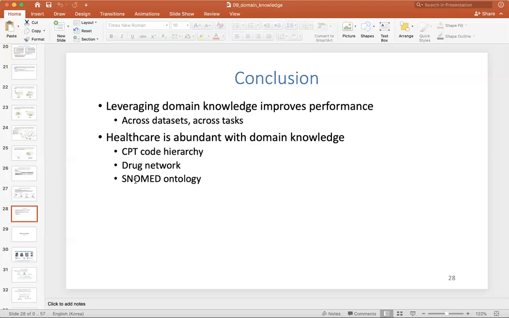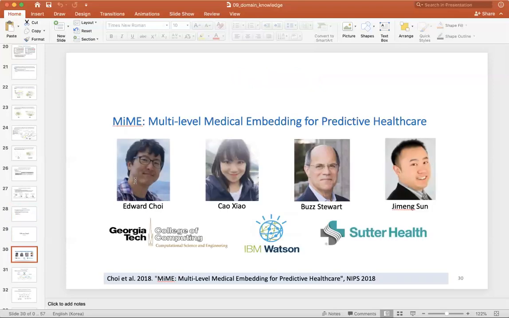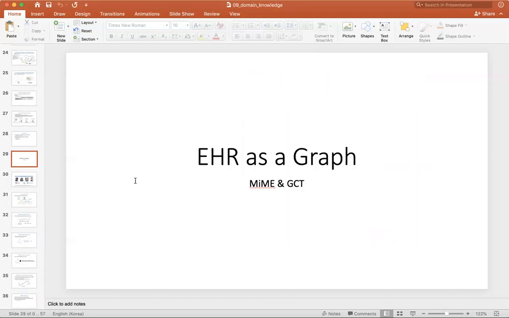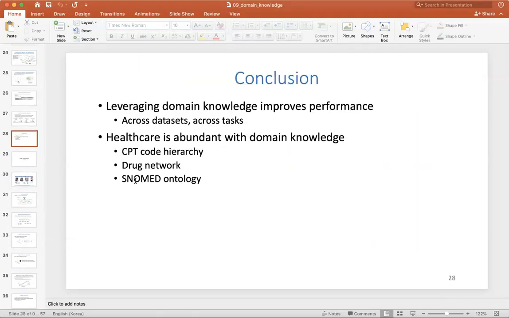All right, so the original intention was to go through MIME and GCT, which is trying to view EHR as a knowledge source itself, but I guess we'll have to push that to this Thursday.